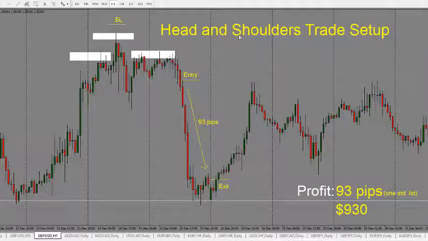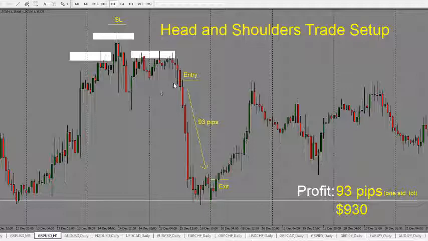So just to recap here, this is our head and shoulders trade setup. We are looking for a bearish move. This is a bearish reversal signal. Once we see the head and shoulders setup here, we are looking for a solid bearish candle close, which will show us that there is a shifted momentum to the downside.